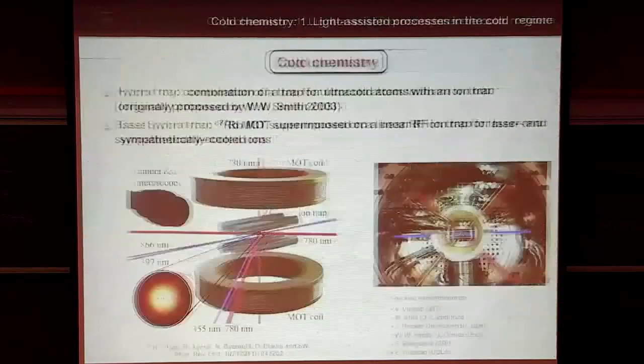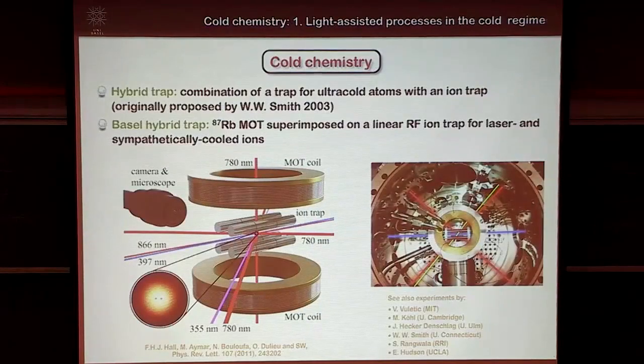So let me start with cold chemistry. The method that we use here, our cold chemical reactor, if you will, is a so-called hybrid trap. It's a combination of a trap for ultra-cold atoms with a radio frequency ion trap. It was first proposed by Winthrop Smith in about 2003.